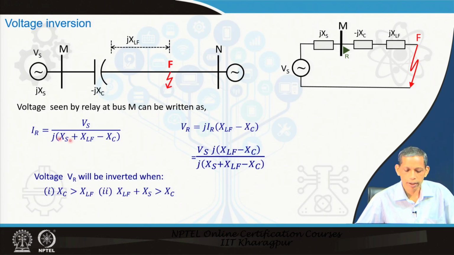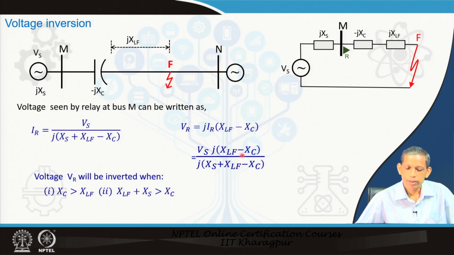If you substitute this I r here, then in terms of V s, V r becomes equal to V s into j of (x l f minus x c) upon j of (x s plus x l f minus x c). Now, what we see here is that we will have a voltage inversion like the current inversion condition, where this part becomes positive but this part becomes negative. How? If x c is greater than x l f, this becomes negative, and x c is less than x s plus x l f.